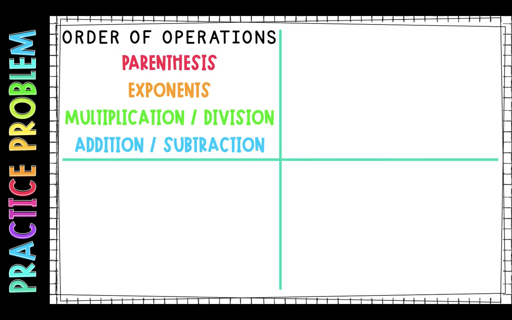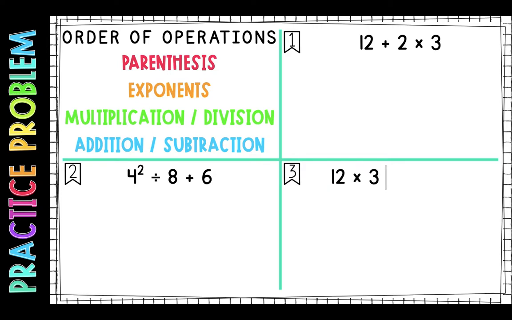All right, you will need to solve 3 practice problems today. Number 1 is 12 plus 2 times 3. Number 2, 4 squared divided by 8 plus 6. And finally, number 3, 12 times 3 minus 14 plus 6. Remember to use the order of operations to correctly solve these expressions.